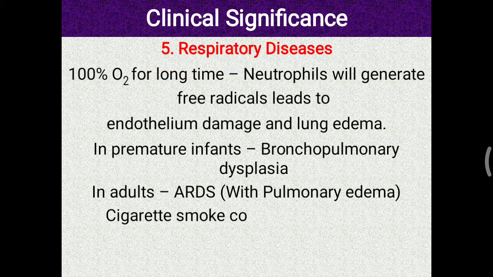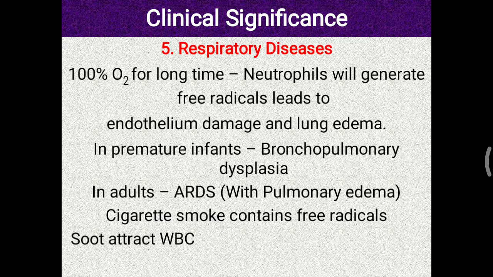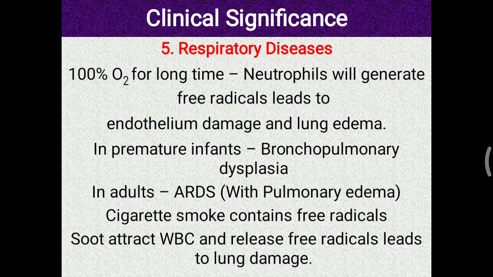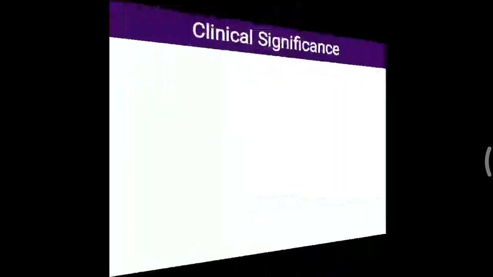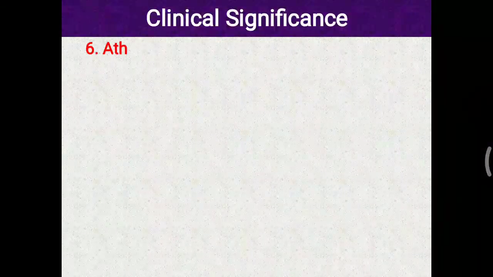One more condition is cigarette smoke, which contains lots of free radicals as well. It attracts white blood cells and releases free radicals in the respiratory tract, which can lead to lung damage. So that is respiratory disease correlated with free radicals.